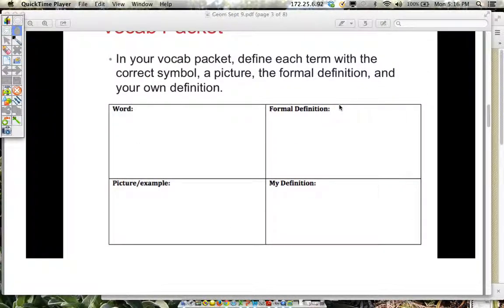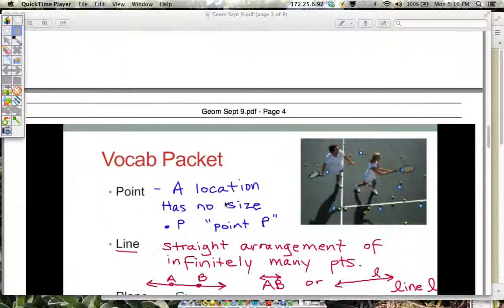You got a geometry dictionary that you're going to have for the whole semester, and the pages are alphabetical, and each word you have 4 spaces. One for the word, one for the formal mathematical definition, and then one for your own definition, so you're going to write it in your own terms. I expect you to fill it in, but there's no correct answer for this. It's just your way of remembering the word. And then a picture and an example of how you would use it.